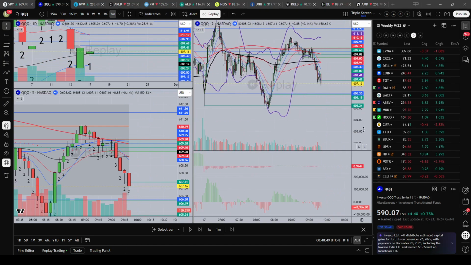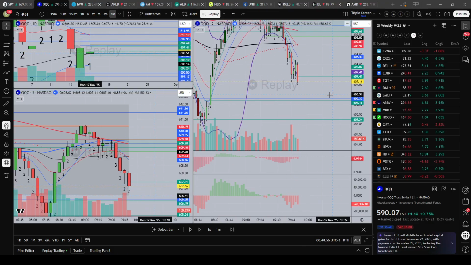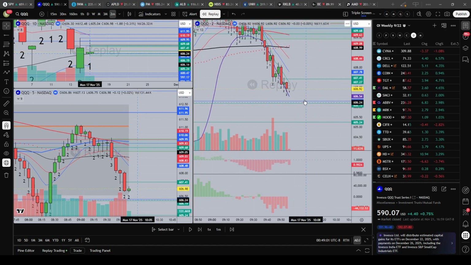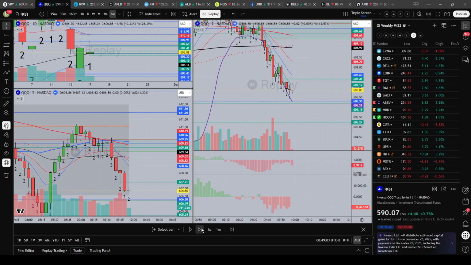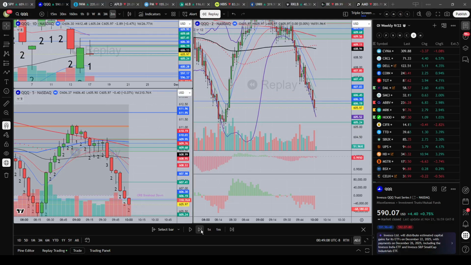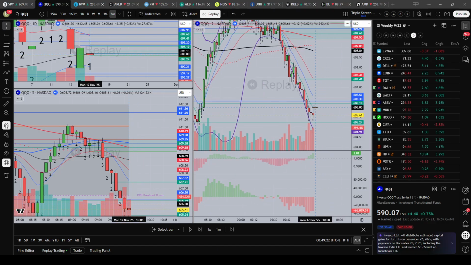Yeah. So again, entry off this, and we're just going to manage it with 5s and 2s at this point. Okay, still good. No 2 up against me. Targeting down here. This is not a 2 up against me. Okay, we're good.